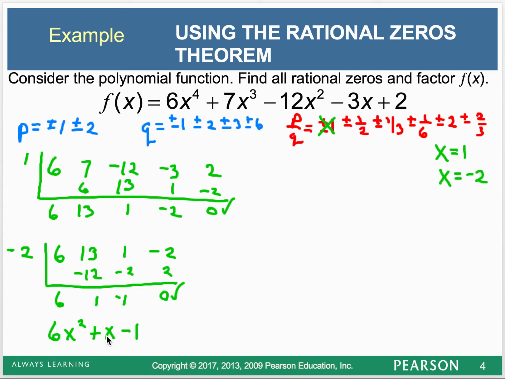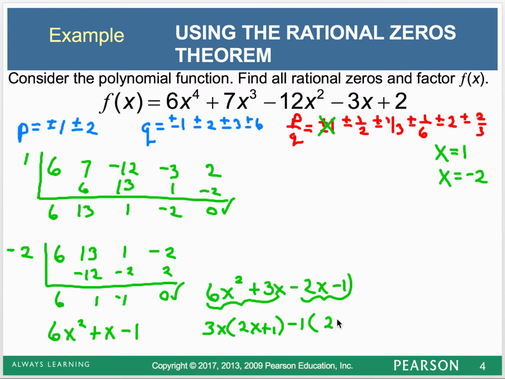Okay, and I can factor that. So I'm going to go over to the side and do that. I need 2 numbers that multiply to give -6 and add to give 1. So once again, I think we just did this. 6x squared plus 3x minus 2x minus 1. And then factor it by grouping. So we have 3x times 2x plus 1. And then factoring out a -1 gives us 2x plus 1.